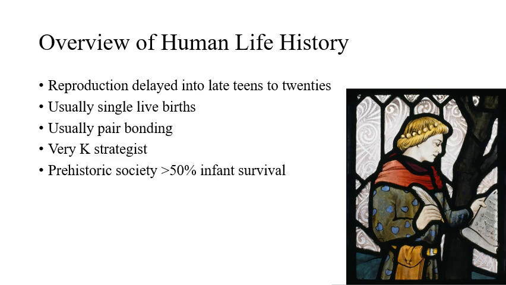In general, humans very much fit the idea of a K-strategist organism. Long lives, high parental care, high survival of offspring. And even in prehistoric societies, it was estimated that close to 50% of infants made it to age 5, which is, I mean, compared to other organisms, that's really high. Humans are very K-strategists. Okay, so we're very much on that spectrum.